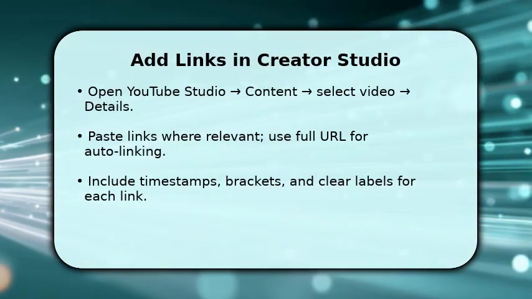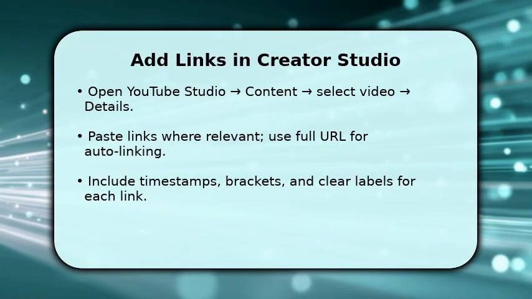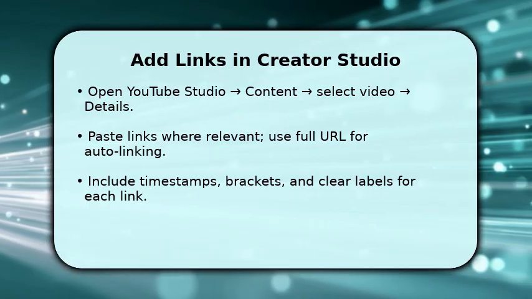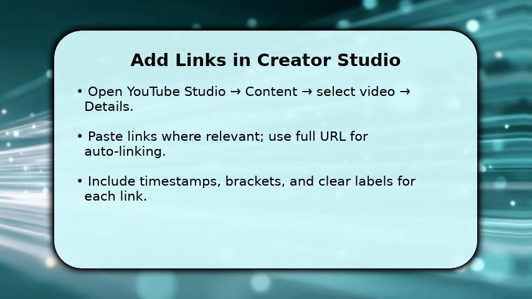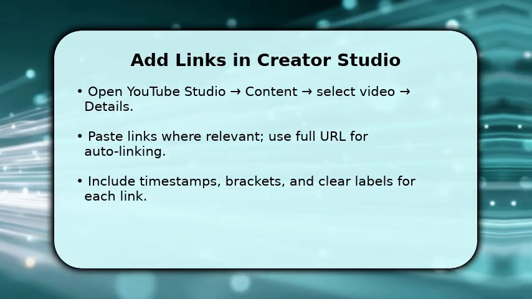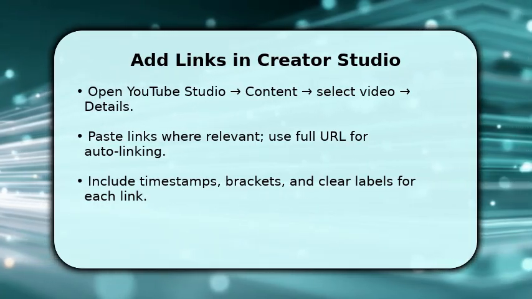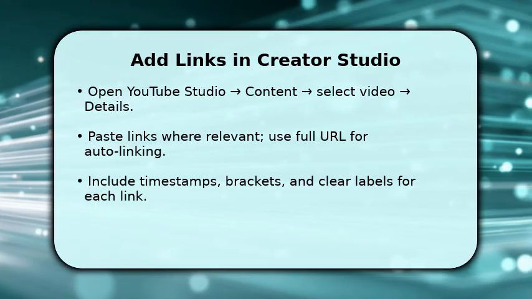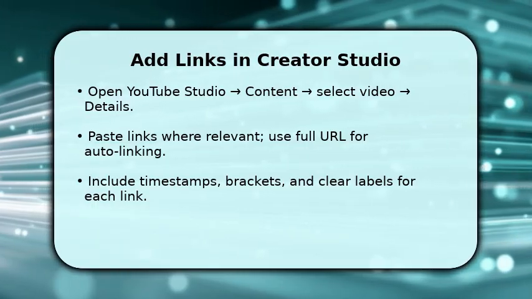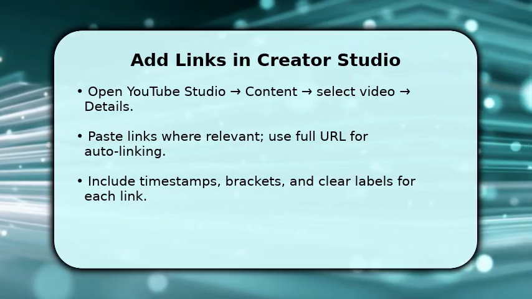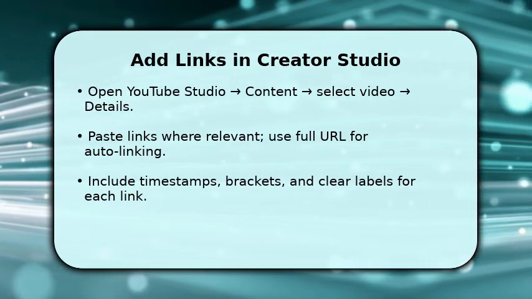Now go to YouTube Studio and open the video details for the clip you want to edit. Paste your prepared URLs into the description field. Use the full URL so YouTube recognizes and formats it as a clickable link. While you type, add clear labels and brackets, like 00:45 key tip, so viewers know what they're clicking.